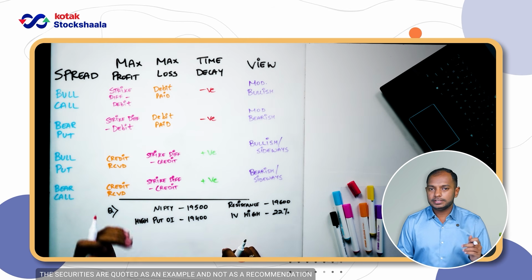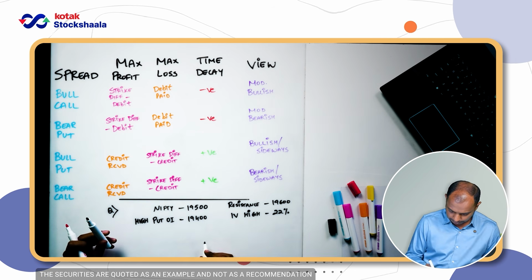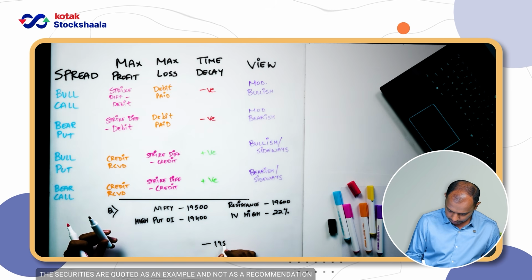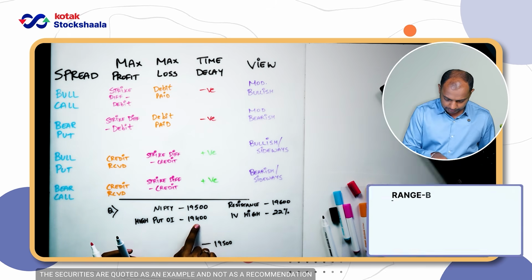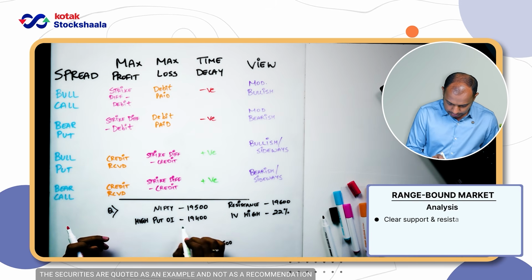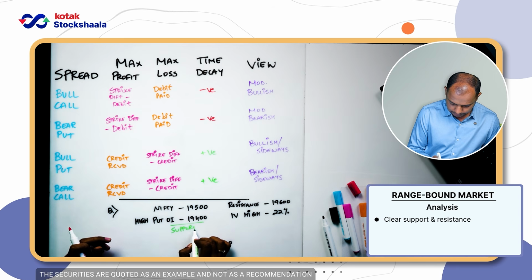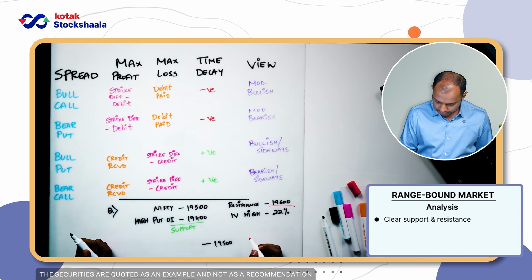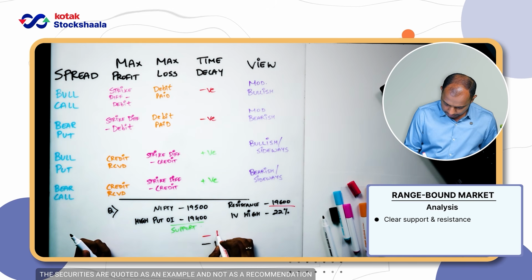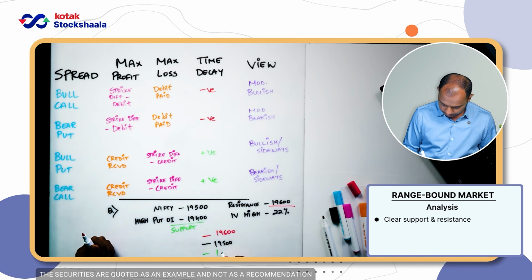Now let's analyze each of the parameters. Right now, the market is at 19,500. And we can see high put OI at 19,400, which means this is acting like a support. And there is resistance at 19,600. So resistance at 19,600, support at 19,400.